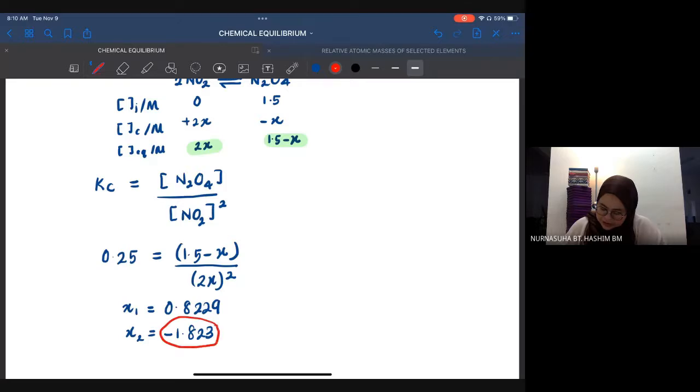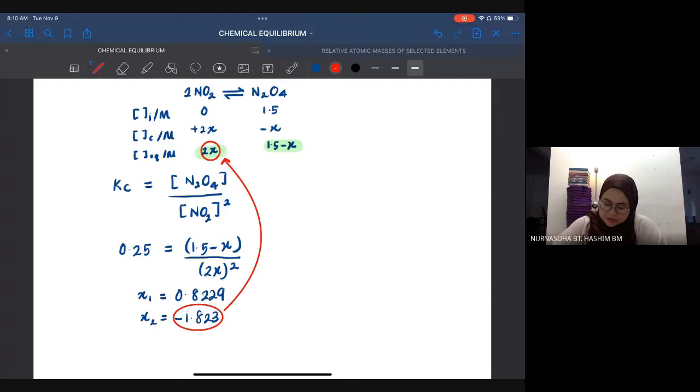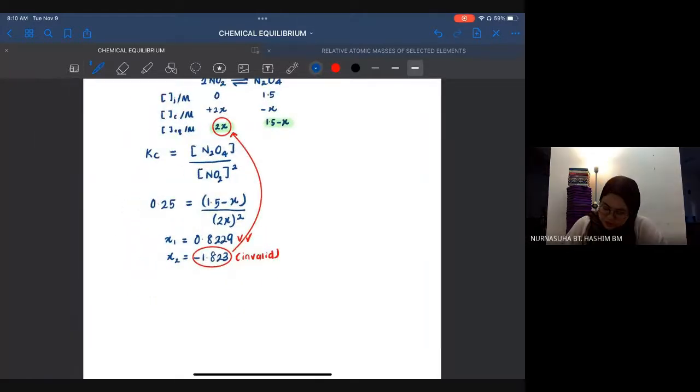Let's say lah, you substitute this value here. If you use x equals to negative 1.823, the concentration value here will become negative lah, 2 darab negatif 1.8 kan. So maksudnya x2 ni adalah invalid. Kita tak boleh terima. So we are going to use x1 as our x. Once you dah tahu nilai x mana yang you nak guna, now we are going to find out the concentration of each of the species at equilibrium.